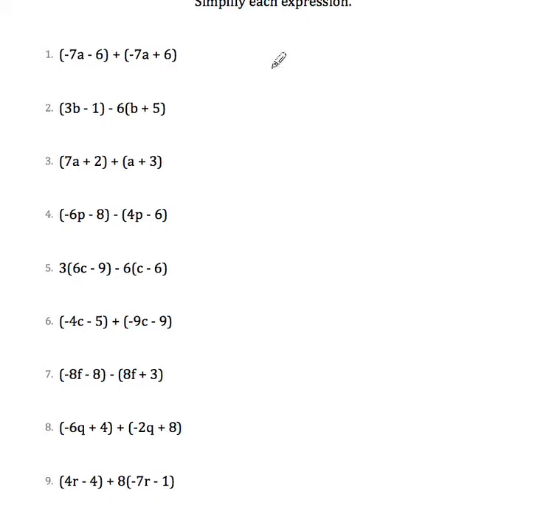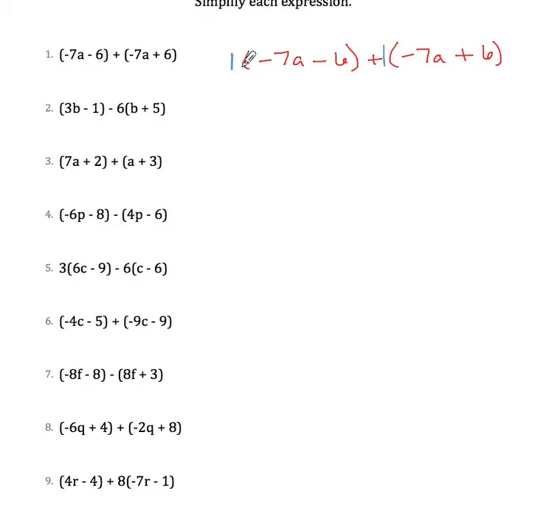Number 1, I'm going to write it over here though. So I have negative 7a minus 6 plus negative 7a plus 6. Now remember, when you see these parentheses, we're going to get rid of the parentheses. We want to get rid of them. Now, we have to remember, though, that when you see these parentheses, there's no number in front of them. It's understood that there's actually a 1 in front of there. So there's a 1 here and there's a 1 there, okay?